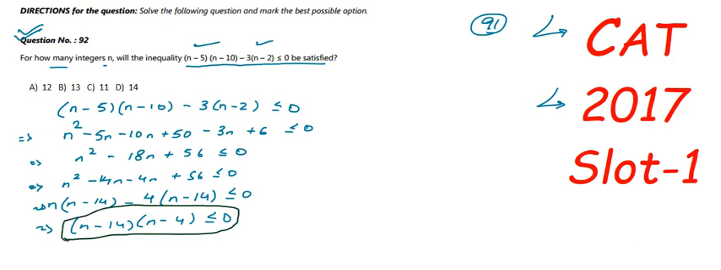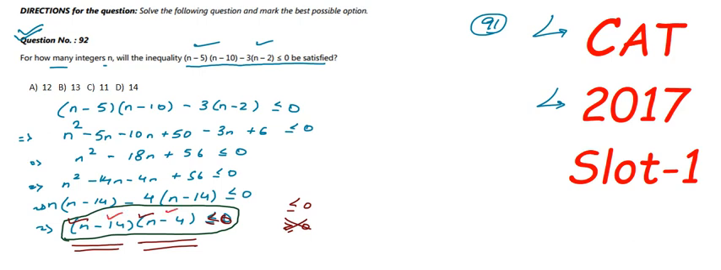For this inequality to be satisfied and be less than or equal to 0, we need either this to be negative and this to be positive, or this to be positive and this to be negative. Both can't be of the same sign, because if both are of the same sign, we will not get less than or equal to 0, but we will get a positive number, which is greater than or equal to 0. So we don't need that, we need a negative number from this. So we need either the first one to be negative and the second one to be positive, or the first one to be positive and the second one to be negative.